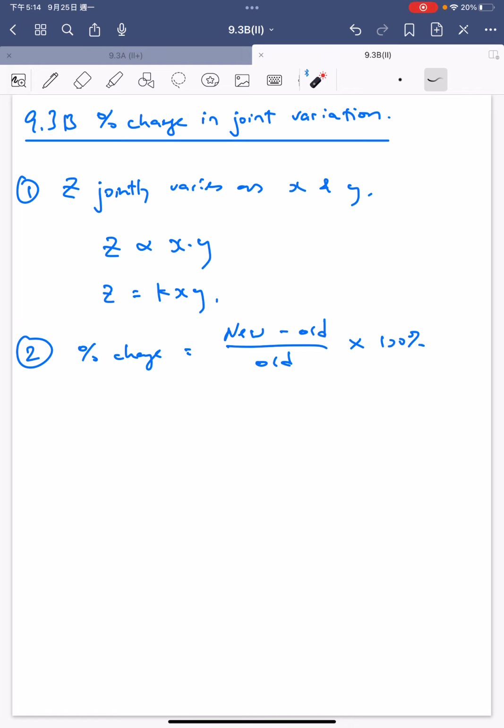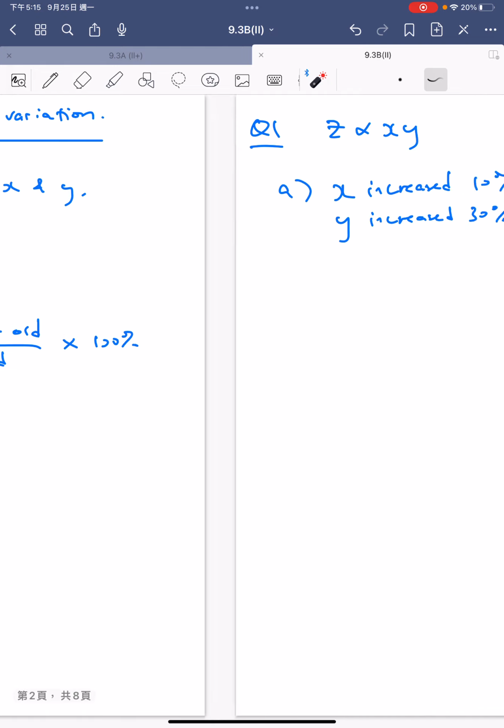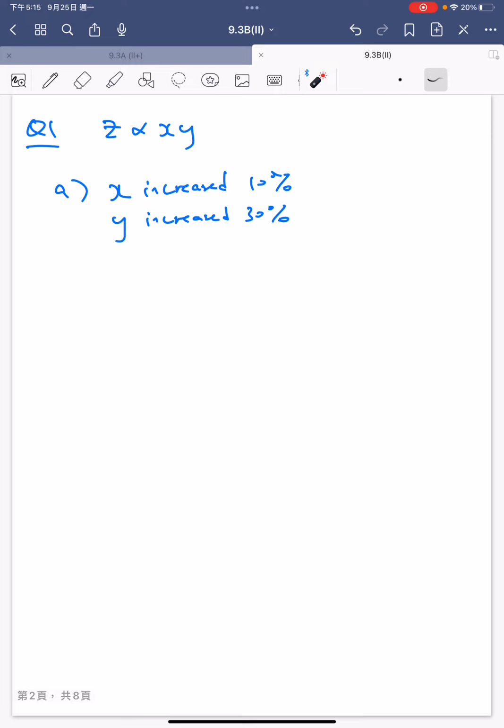First of all, let me remind you: when we say that z varies jointly as x and y, we can write that z is proportional to x times y. Every time you see this proportional sign, you can change it to equal to k. So z is equal to k times x times y. The second formula to bear in mind is the percentage change: the new value minus the old value, divided by the old value. Then you can calculate the percentage change. So let's move to question 1.